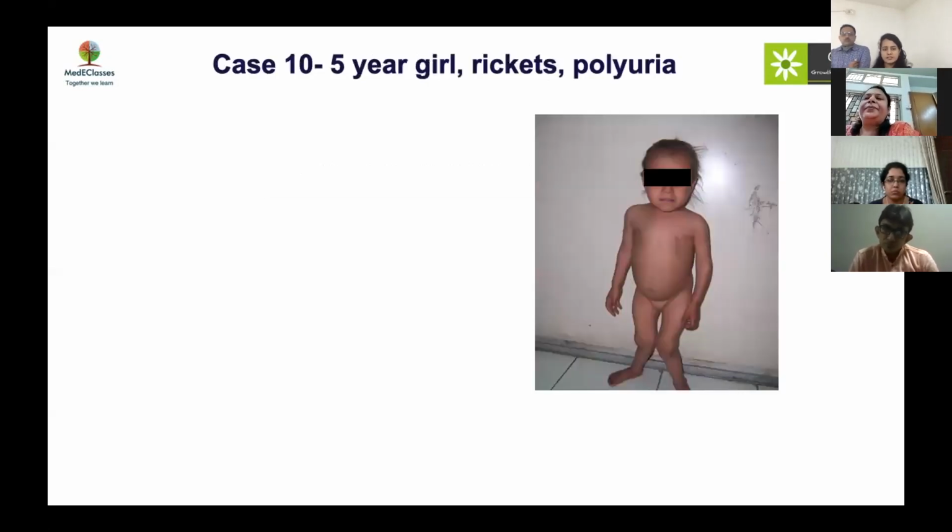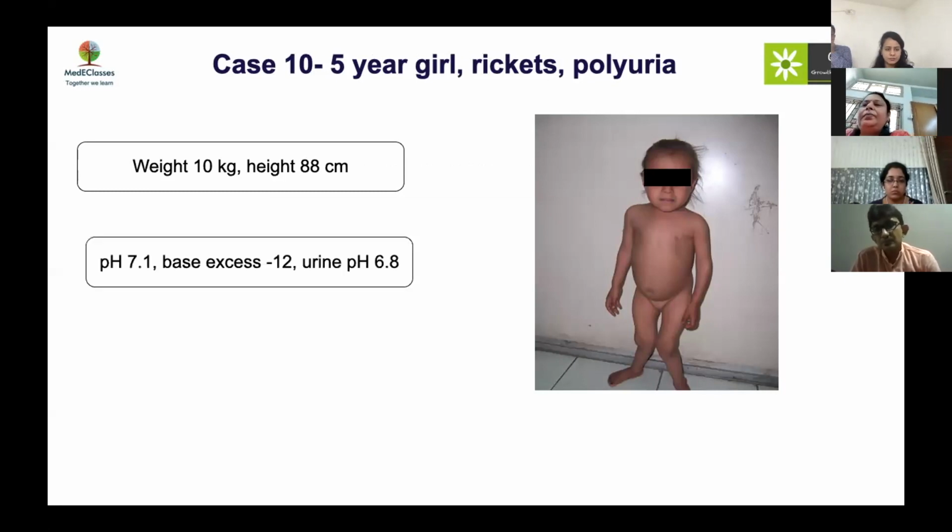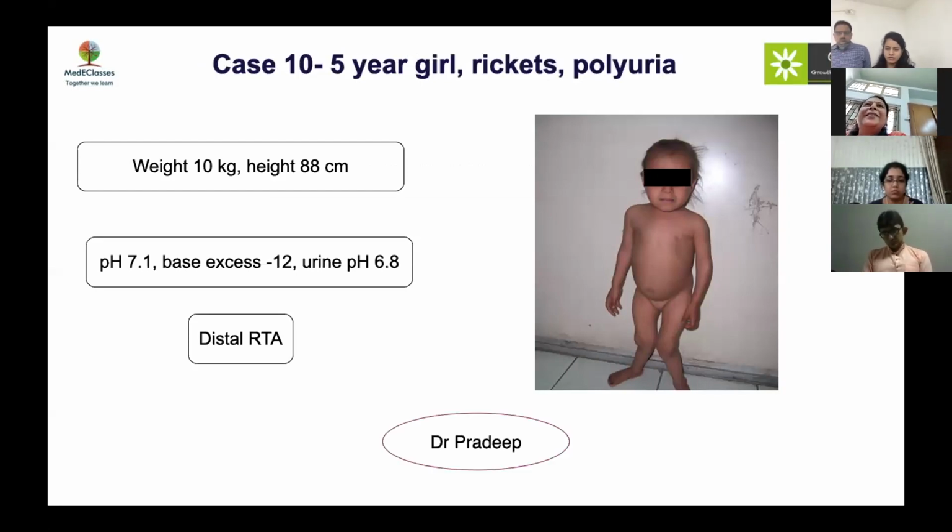Okay, so the next case is 5-year-old girl with rickets and polyuria, and this is a photograph of girl showing the genu varum, and the weight was 10 kg, height was 88 centimeter, and her VBG was done, showed the metabolic acidosis of the base excess of -12, and urine pH was more than 5.3. So based on this finding, she was diagnosed with distal RTA. So Dr. Pradeep, do you agree with this diagnosis without any finding of the anion gap or any glomerular function?